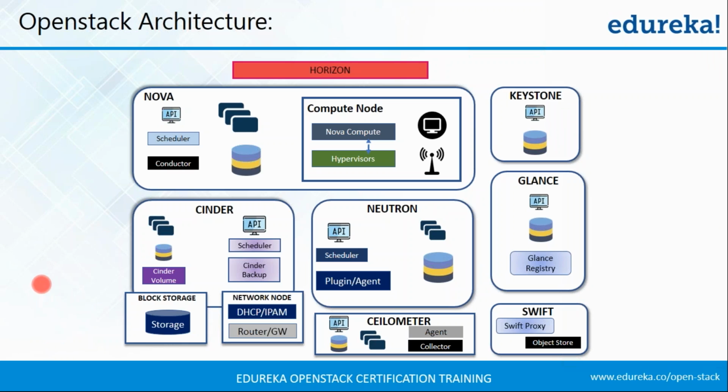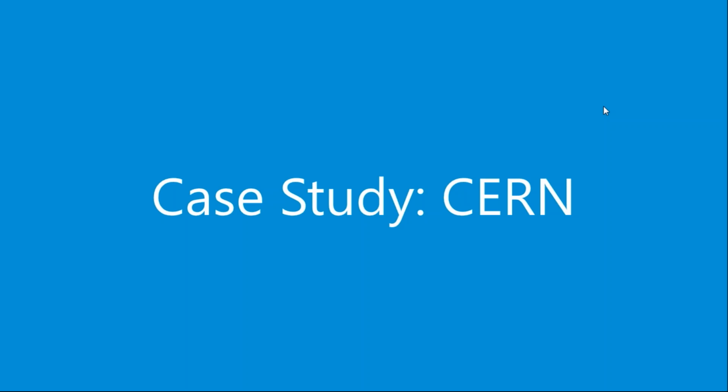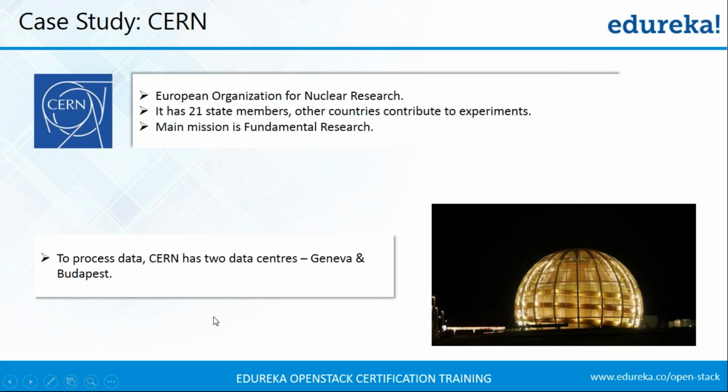Okay, no questions. So now we'll take into account a case study and we'll understand how CERN has been using OpenStack. So you all know what CERN is. It is the European Organization for Nuclear Research, and they carry out lots of experiments, mostly about particle physics, and there are a number of scientists from different parts of the world contributing to those experiments. The headquarters of CERN is located in Geneva in Switzerland.